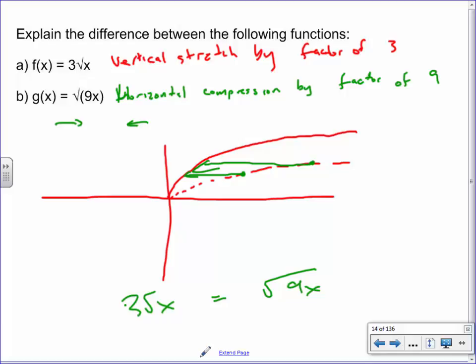I can actually accomplish the same thing through 2 different methods. I could make every point 3 times taller, and that would take me from the dotted line graph to the solid line graph. That's one option. But another option, which would get me to the same place, is I could squish all of these points in towards the y-axis. That would also work.